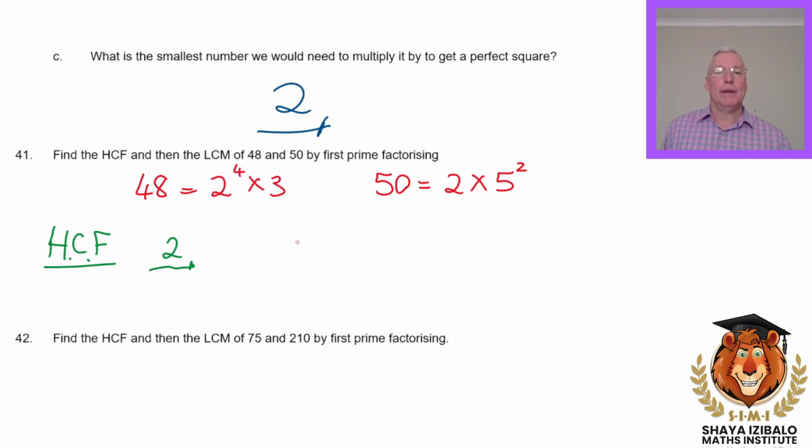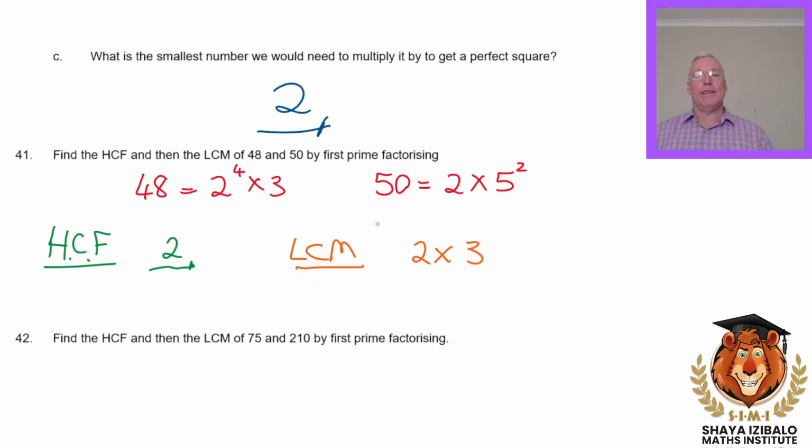The LCM, we're creating now a number that they will both go into. In order for 48 to divide into our LCM, we're going to need to have some 2's and some 3's. Right. But now 50 will not divide into some combinations of 2's and 3's. It also needs 5's. So notice the difference.